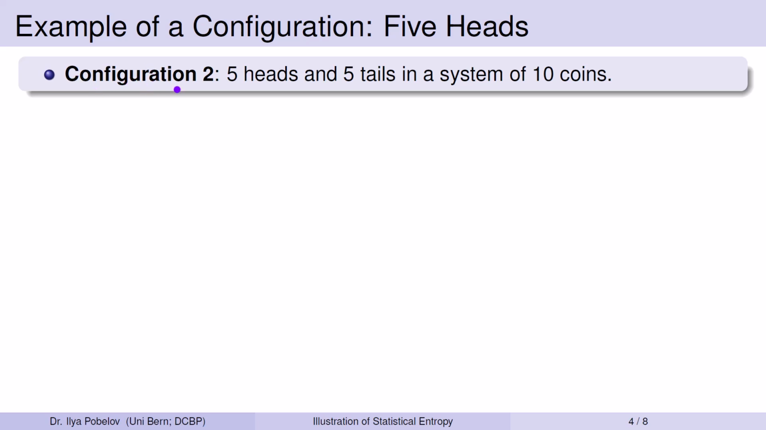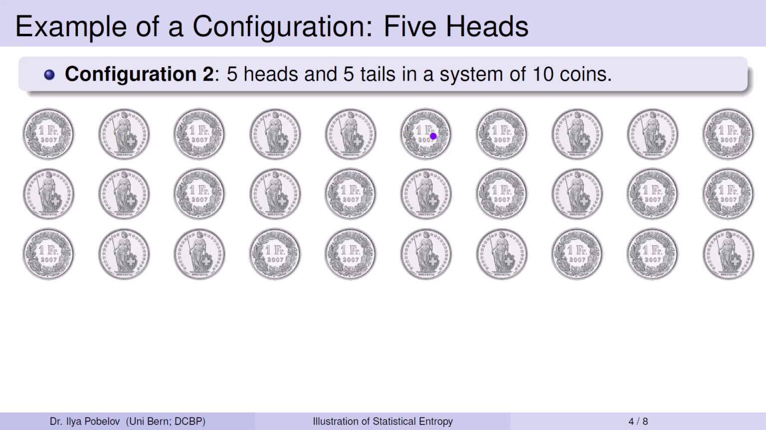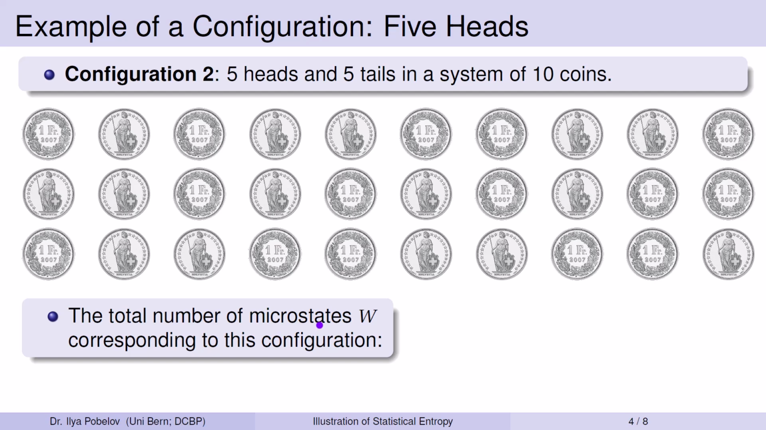Now let's look at configuration 2, where we have exactly 5 heads and 5 tails in a system of 10 coins. Here you can see examples of different possible arrangements of coins, which correspond to the system's microstates in statistical thermodynamics. The total number of microstates W corresponding to this configuration can be calculated using the same combinatorial formula. W equals 10 factorial divided by 5 factorial times 5 factorial, which results in 252. This means there are 252 distinct arrangements of 5 heads and 5 tails.